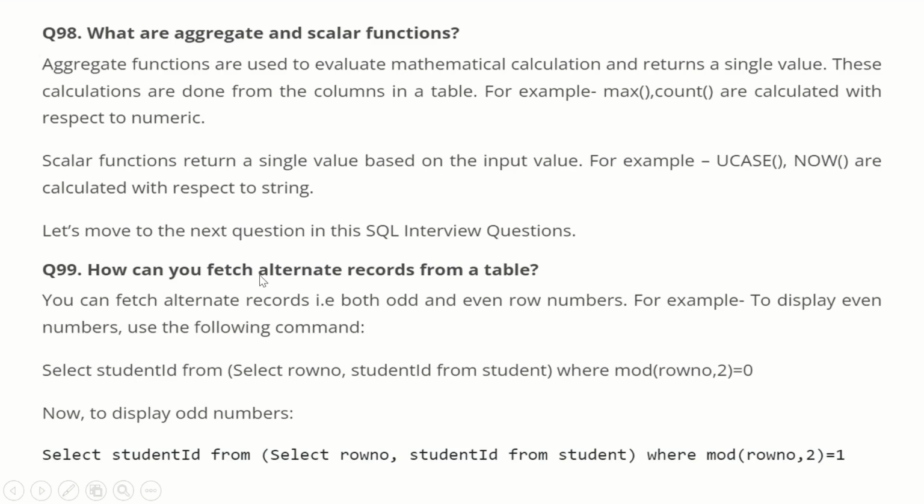How can you fetch alternate records from a table? You can fetch alternate records, that is both odd and even numbered rows. For example, to display even numbers, use the following command: select student ID from (select row number, student ID from student) where mod of row number, 2 is equal to 0. Now to display odd numbers: select student ID from (select row number, student ID from student) where mod of row number, 2 is equal to 1. Mod means division here. You can understand by this query.